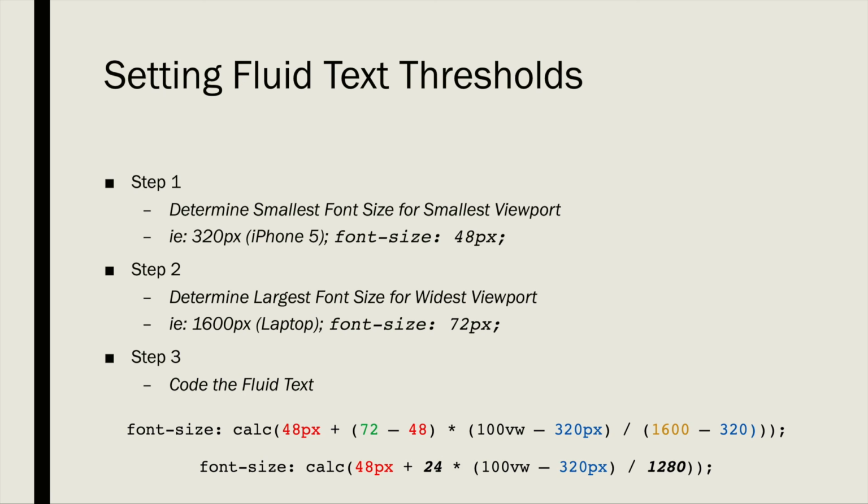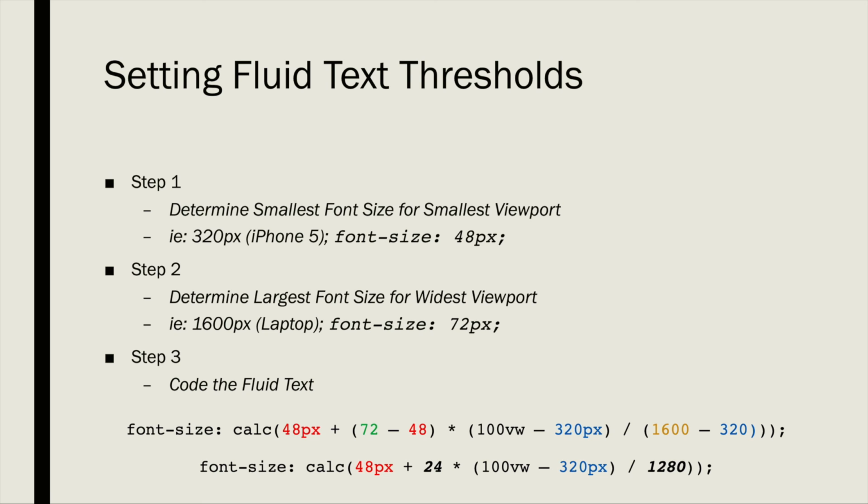For setting fluid text thresholds, basically to figure this out, you'll first determine the smallest font size for the smallest viewports. For example, for the iPhone 5, the smallest viewport is 320 pixels, so the font size should be, let's say, 48 pixels. Step 2 is to determine the largest font size for the widest viewport. For a standard laptop, that's about 1600 pixels, so the biggest font size we want to go is 72.